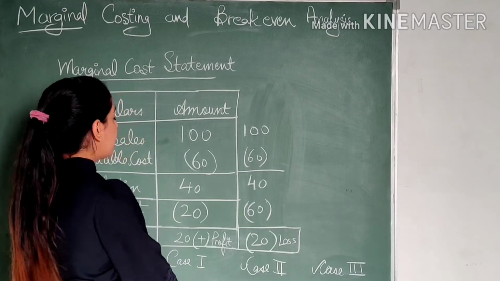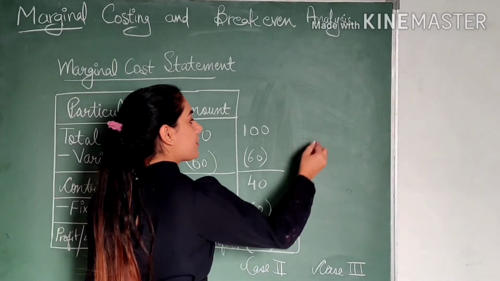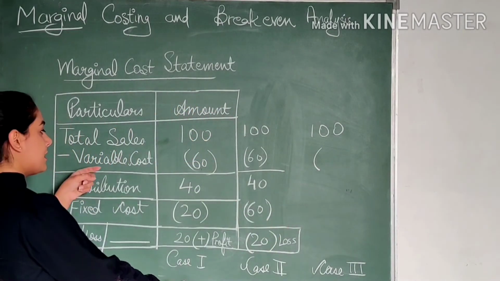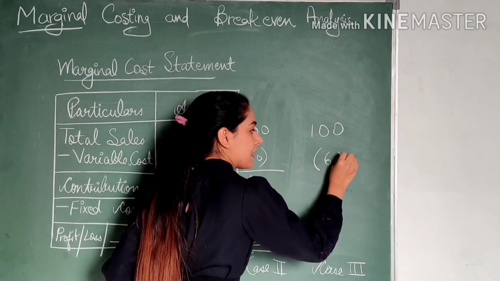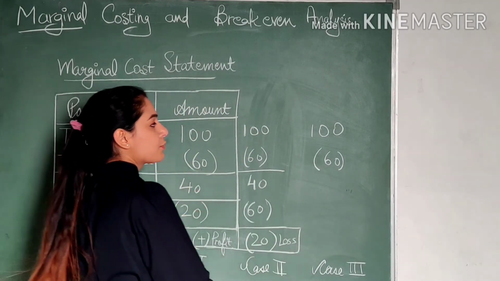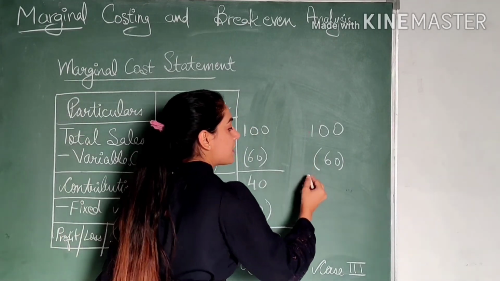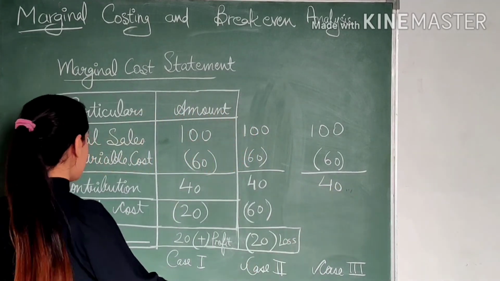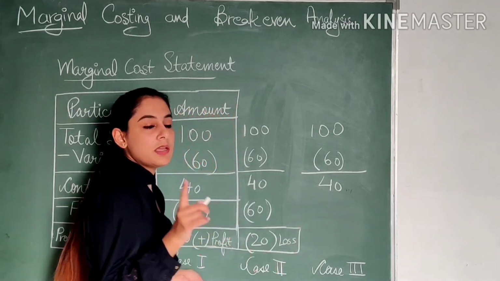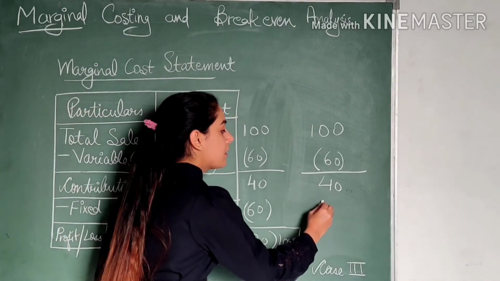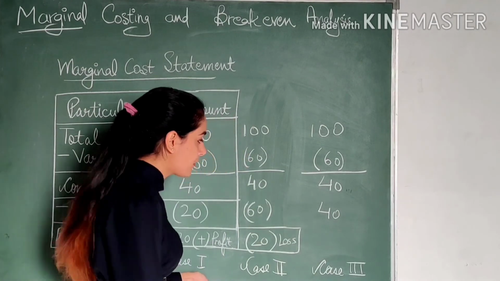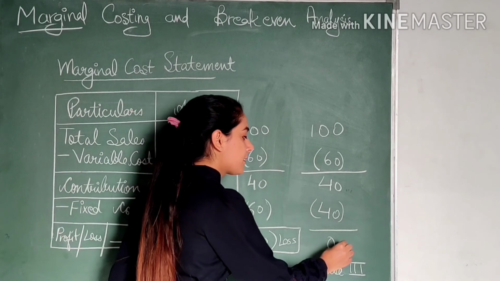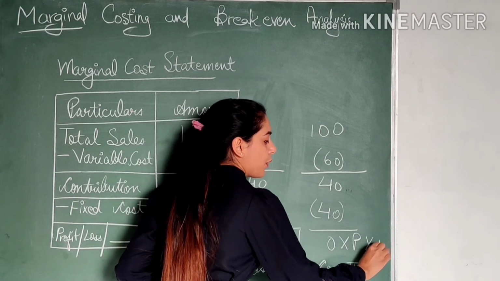In case 3, the very first step is total sales. Total sales is suppose rupees 100. Next is variable cost. Let's suppose it's again 60. Next is contribution. Obviously, if we minus total sales and variable cost, we get the answer as contribution. The next step is fixed cost. Now, if at this point our fixed cost is 40, the answer will be 0.